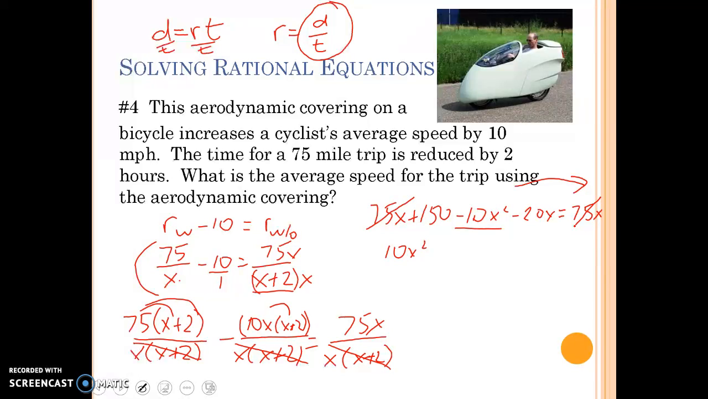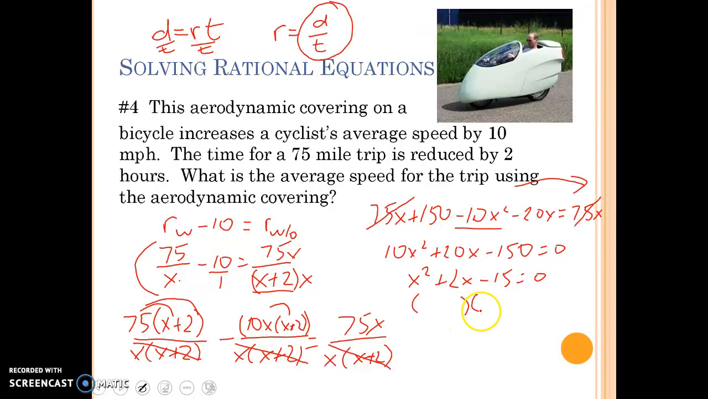But then I'm going to have the negative 20x. I'm going to add that to the other side, which is positive 20x. And I'm going to subtract the 150, so it's minus 150 equals 0. Now, to make my factoring a little bit easier, I'm going to divide everything by 10. I'm just going to have x squared plus 2x minus 15 equals 0.